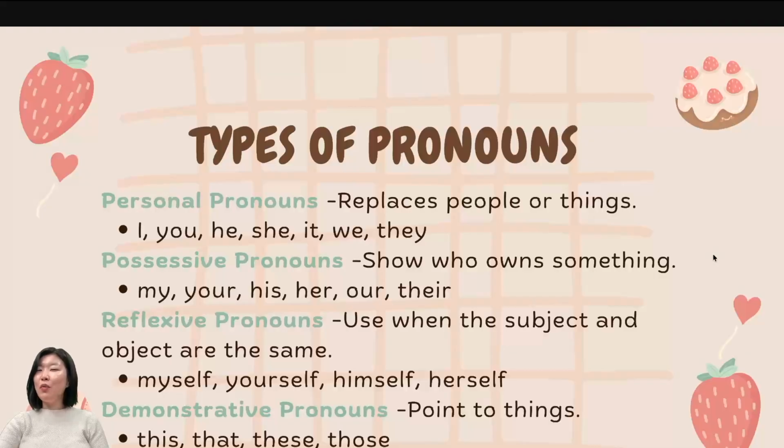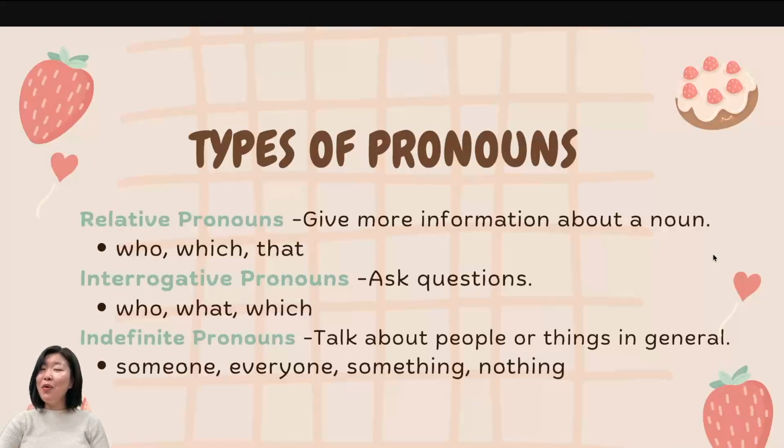We'll get into more detail later in the lesson. Myself, yourself, himself, herself are examples of reflexive pronouns. And lastly, demonstrative pronouns point to things like this, that, these, or those. There are actually more types of pronouns, like relative pronouns, interrogative pronouns, or indefinite pronouns.